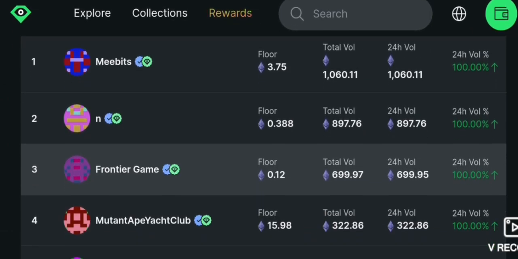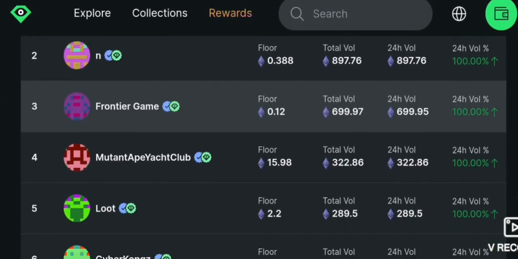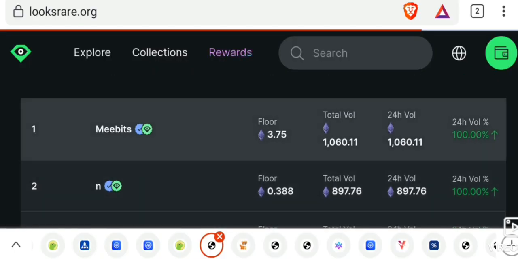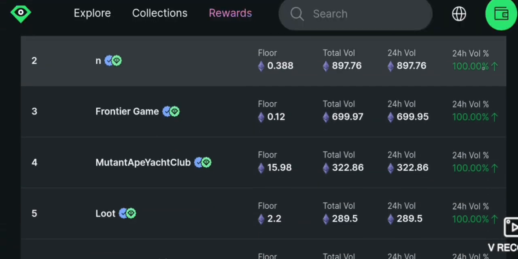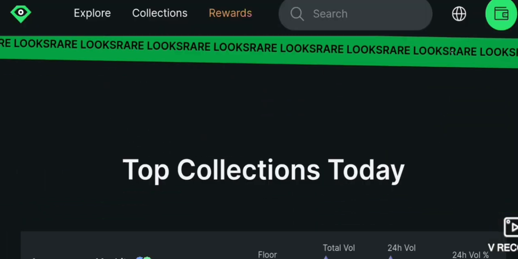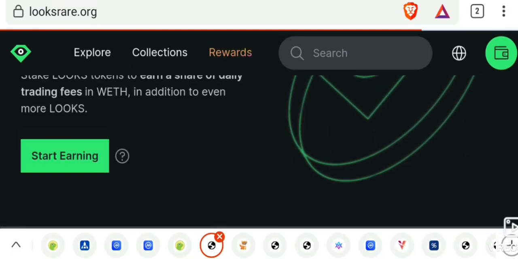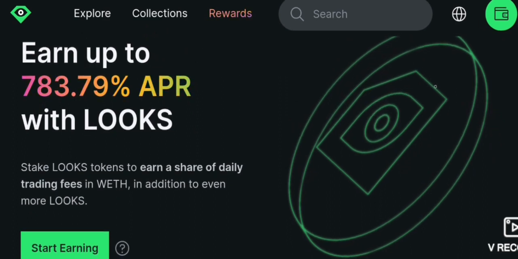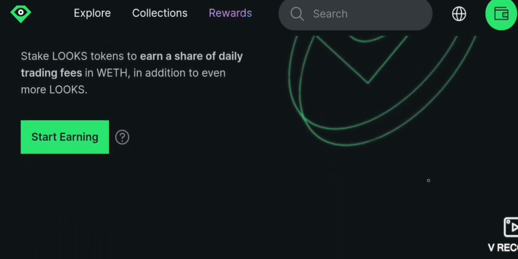Loading. Oh my goodness gracious me. Look at these tokens. They're all made by the same artist, but they look good. Is that what's happened? Where'd the token go? Still loading. Okay, let's just go through a little bit. Earn up to almost 800% APR with LOOKS. Stake LOOKS tokens. Earn a share of daily trading fees in WETH, in addition to even more LOOKS.